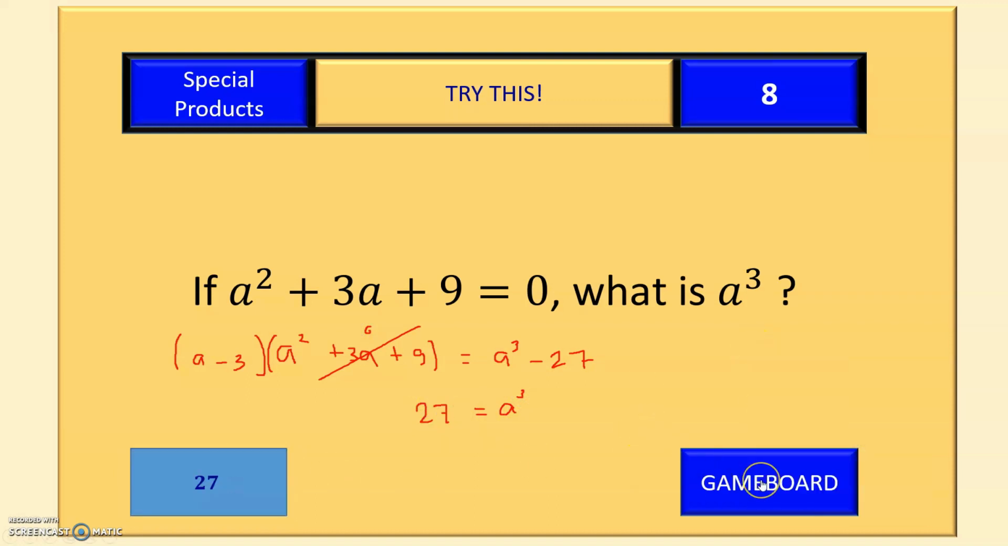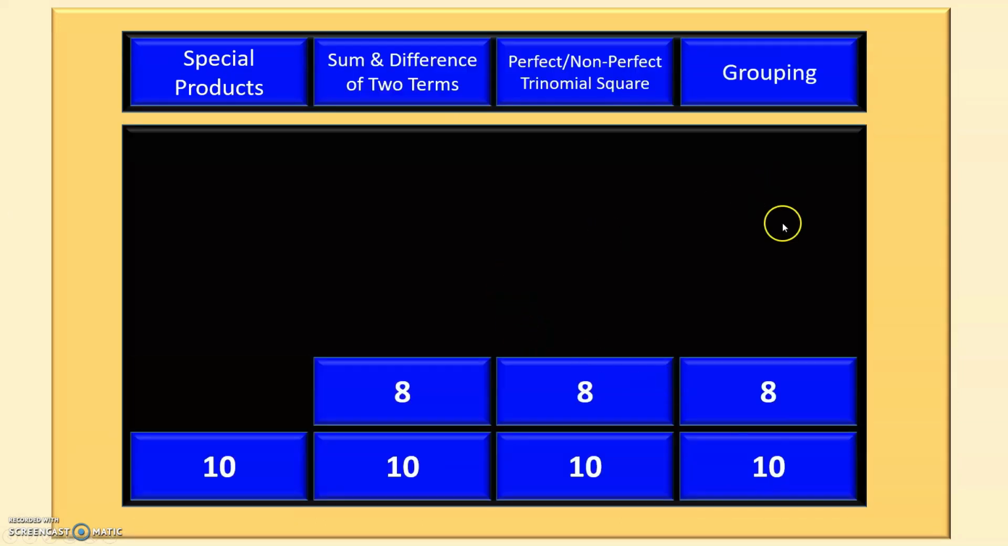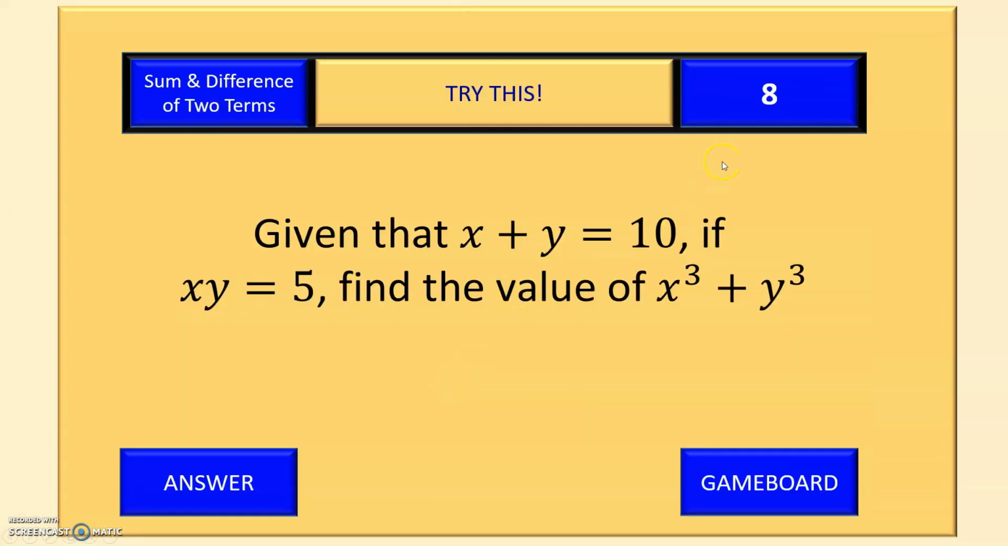Okay? See that? Okay, back to game board. Let's solve sum and difference of two terms for 8 points. Okay. Let me read. Given that x plus y equals 10, and if xy equals 5, find the value of x cubed plus y cubed. Okay. So again, paulit-ulit, no? So sum of two cubes. So note that yung x cubed plus y cubed can be written as the binomial times the trinomial, which is x squared. Okay, reverse the sign, plus y squared.